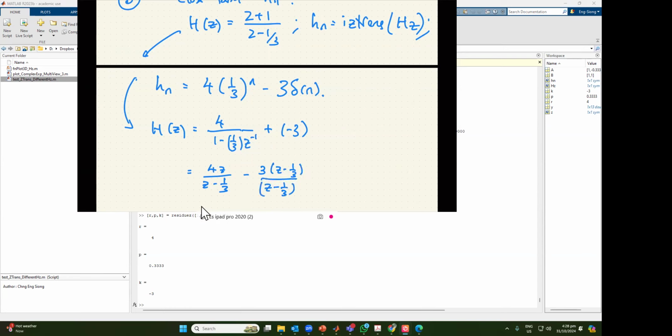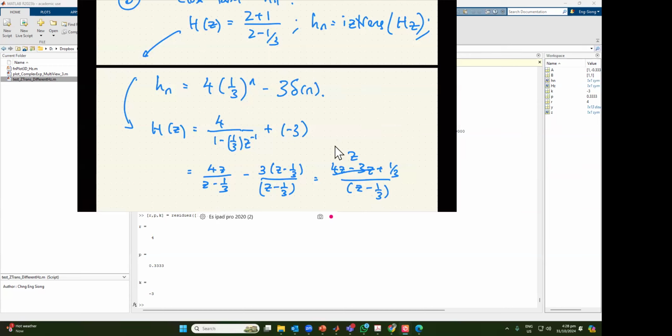So nothing is changing here. So now I can collapse these two. 4Z minus 3Z plus 1/3 divided by Z minus 1/3. 4 minus 3 is Z. Z plus 1/3 divided by Z minus 1.